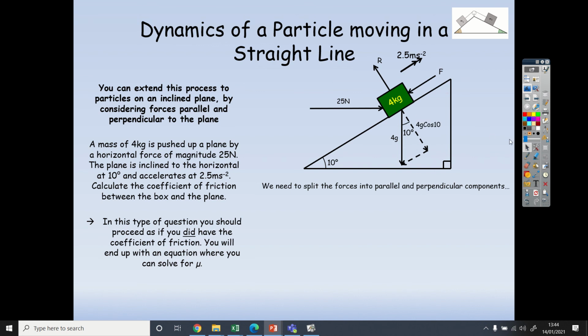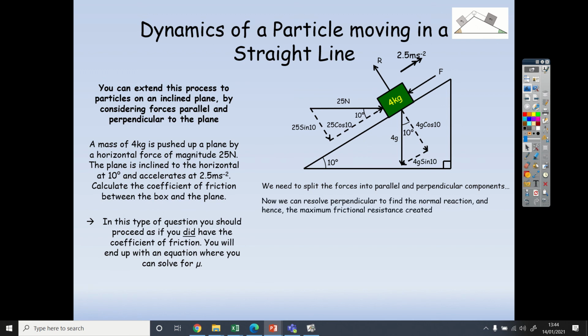This part splits into its components, 4g cos 10 and 4g sin 10. This one is going to have an alternate angle in, because 10 degrees is going to be the same as this 10 degrees up here, because of the Z angles that you can make. That's 10, which means that that's 25 sin 10, and that's 25 cos 10.